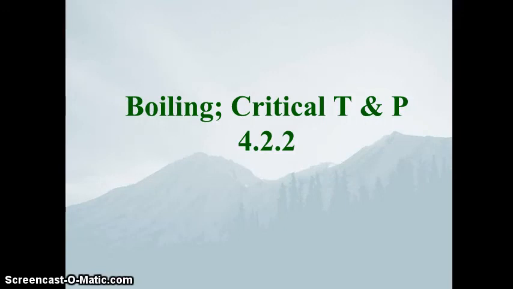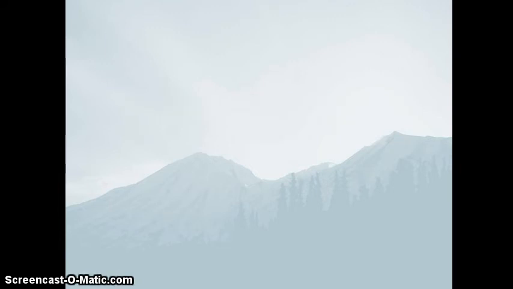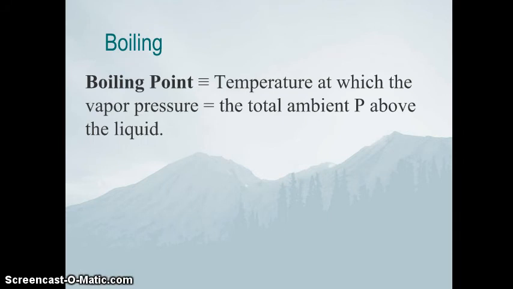So we've been talking about vapor pressure, and now we're going to talk about a couple of the other consequences of vapor pressure and the concept of boiling and critical temperature and pressure. So we understand the concept of vapor pressure: at any particular temperature, all liquids have a certain amount of their gas above them because it vaporizes.